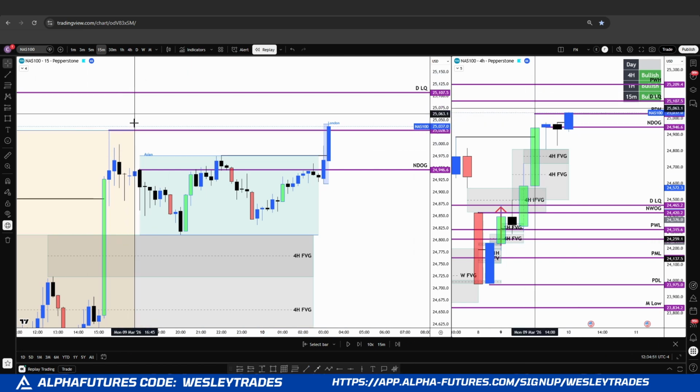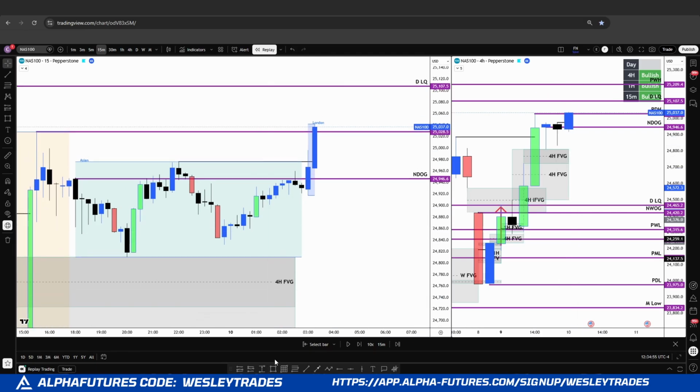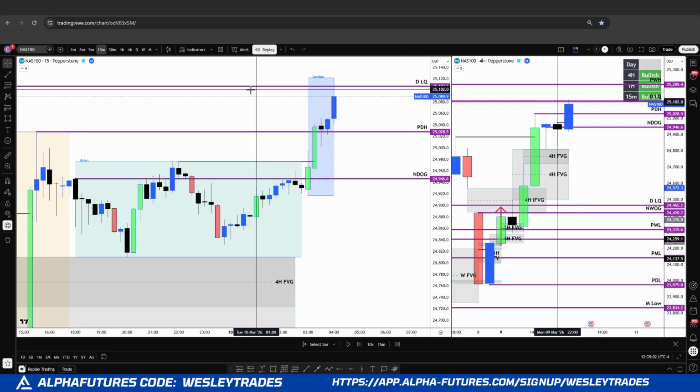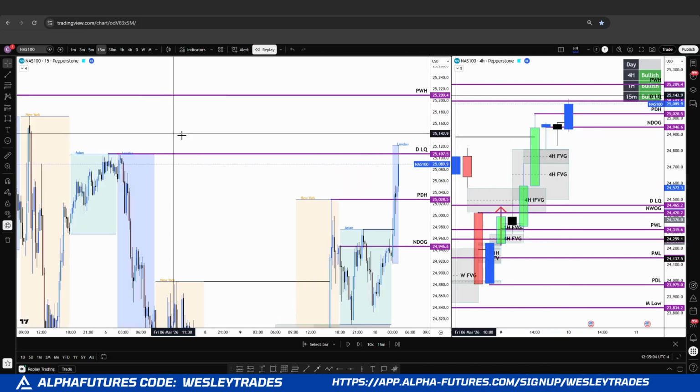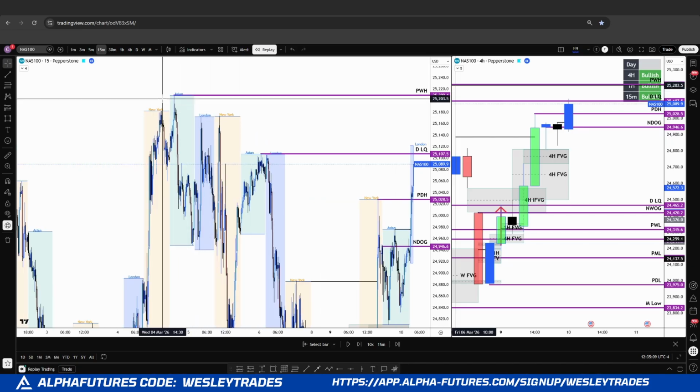Previous day high. Beautiful. All right. Okay, let's move forward. Boom. We took that other daily liquidity level here as well. Beautiful. Here we go. There's actually another daily liquidity level here.